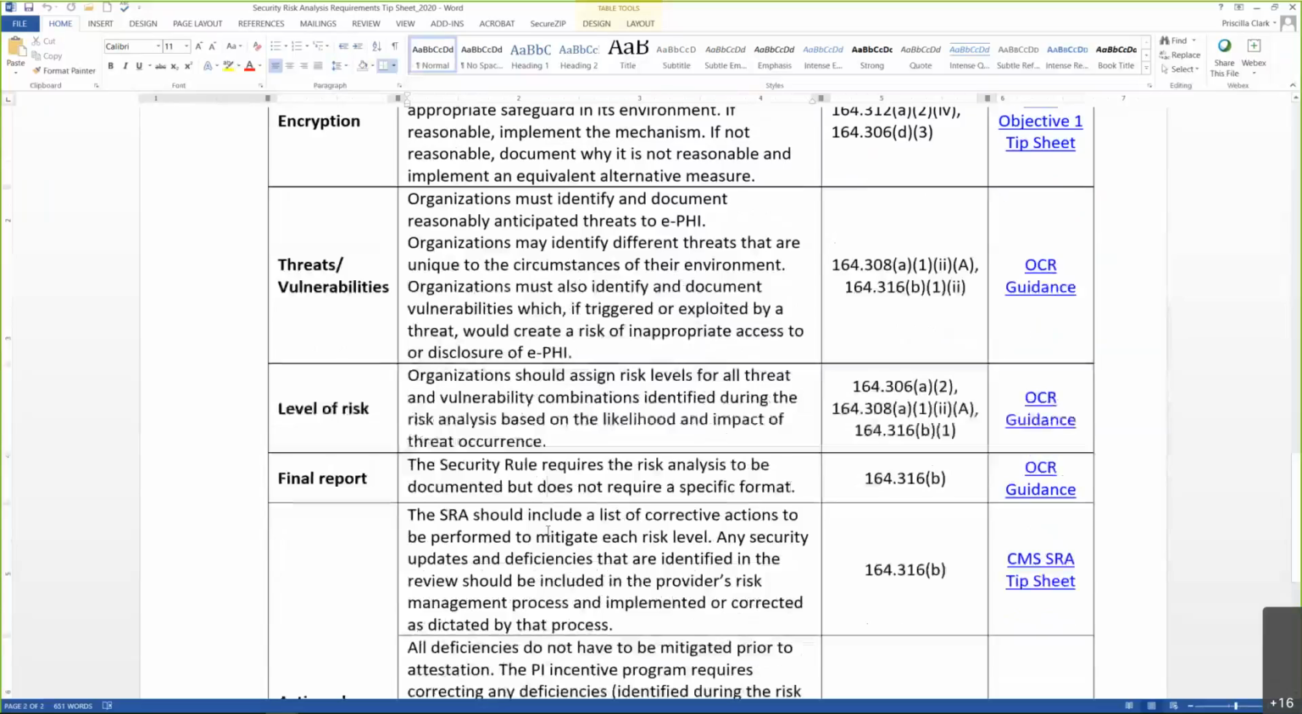The security rule requires a risk analysis to be documented but does not require a specific format. So it can be in Word, it can be in PDF, it can be any type of template. That's up to the practice to decide, as long as that document, that SRA, addresses all of these requirements discussed.